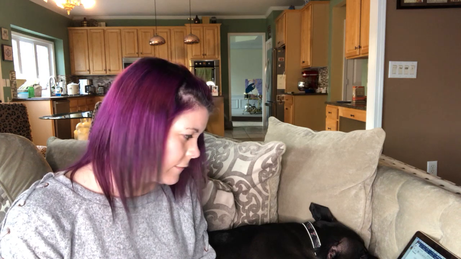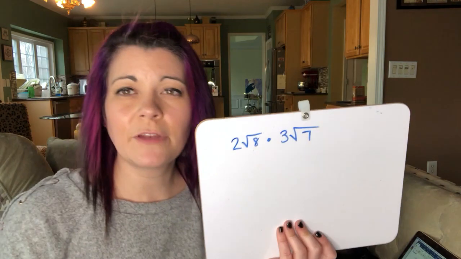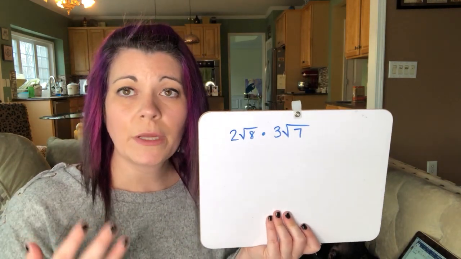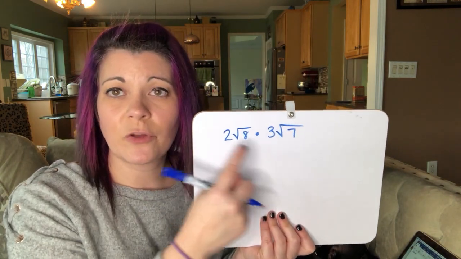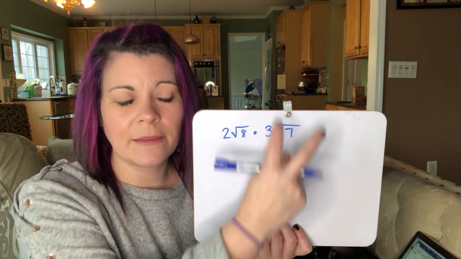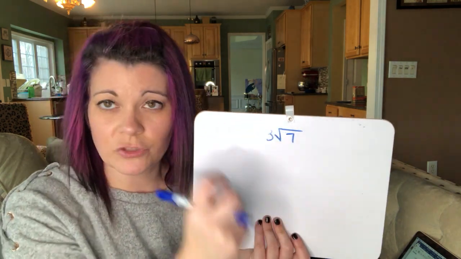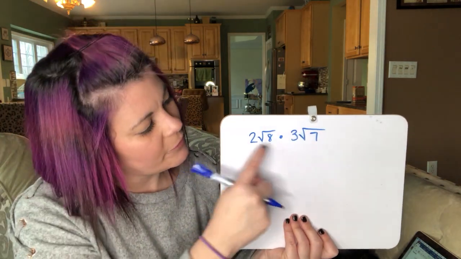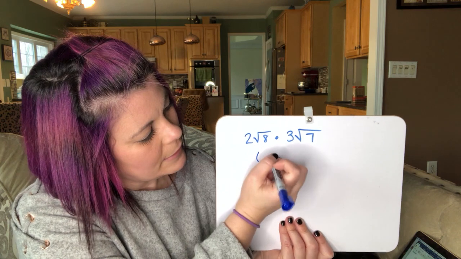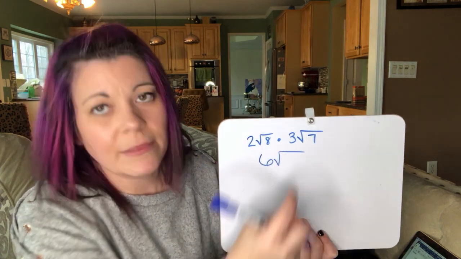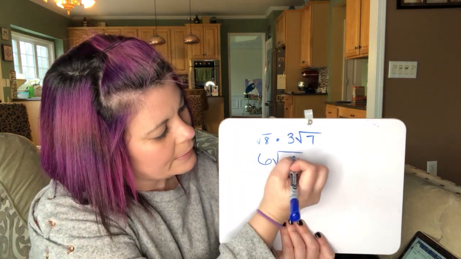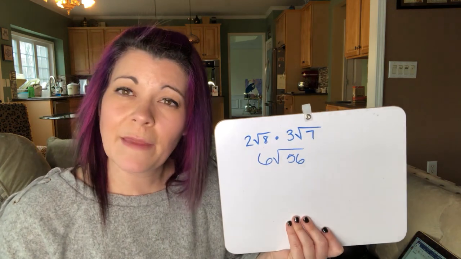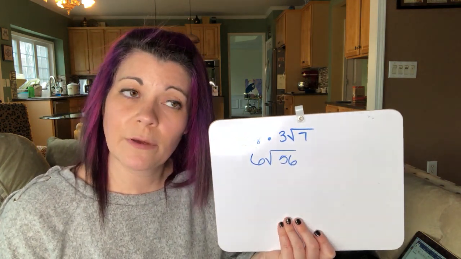Okay, 2 square root of 8 times 3 square root of 7. So when you have numbers outside of the radicals, what you do is you multiply the numbers outside the radicals, and then the numbers underneath the radicals you multiply as well. So in this case, 2 times 3, because these are the numbers outside the radicals, is 6. And then we have our radical, and we do 8 times 7, which is 56. And then we want to simplify that radical, 6 square root of 56.